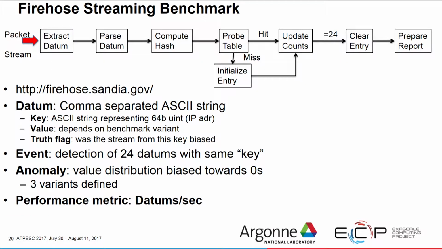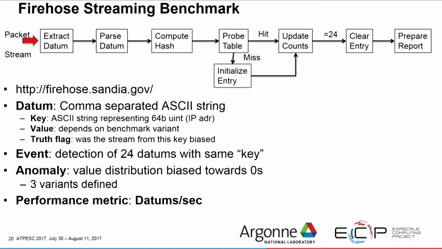The last benchmark I want to touch on is a streaming benchmark. This came from Sandia. It's a benchmark for cybersecurity kinds of things. You've got a stream of packets coming in that have an IP address and a value. The purpose is to look at all these packets and match up all the packets that have the same IP address. When you've seen 24 of them from the same IP address, you declare that as an event. Then you look at the distribution of values, and if they look like they've been biased, you declare this an anomaly and signal that to the outside world. So the performance metric in this case is datums per second.